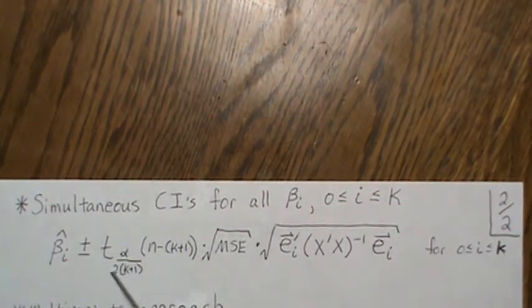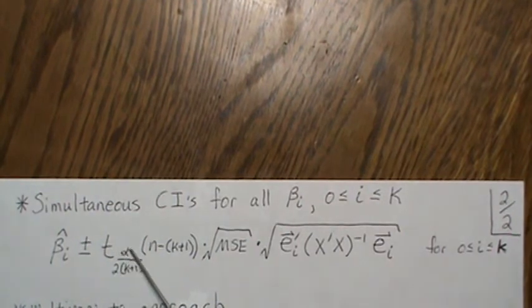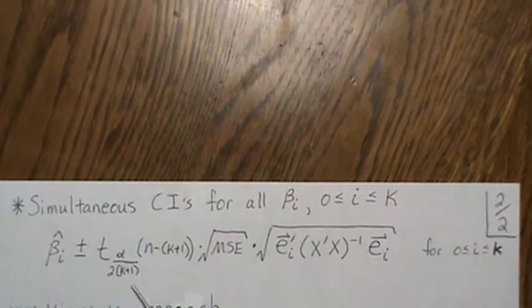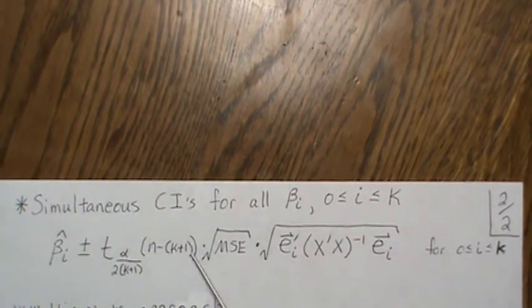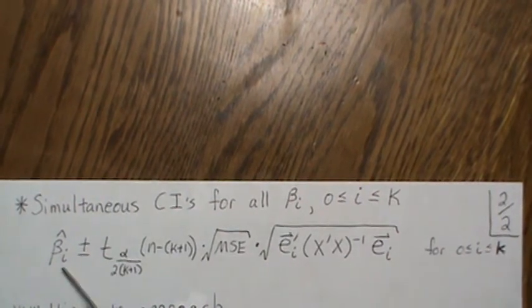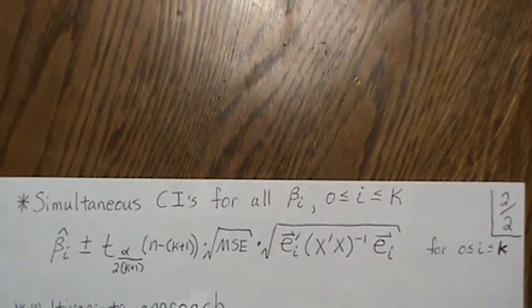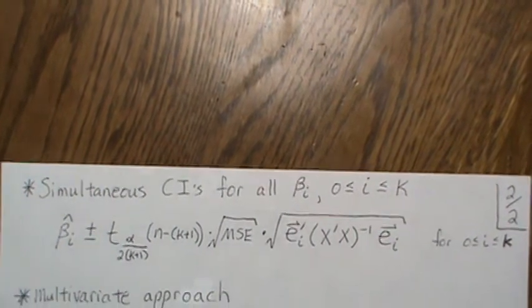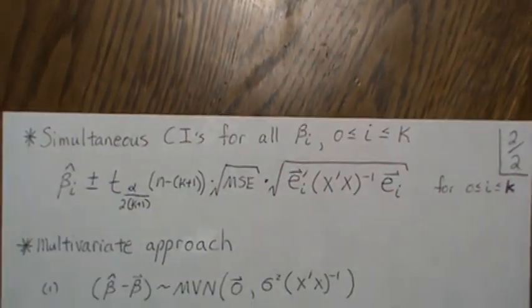Now remember, to construct confidence intervals, you take alpha over 2, but the overall alpha has to be divided by k plus 1. So we conduct all these confidence intervals at this level. And this right here is the standard error associated with that beta i parameter. And that's it. So that's the Bonferroni approach to simultaneous confidence intervals on all the beta parameters.